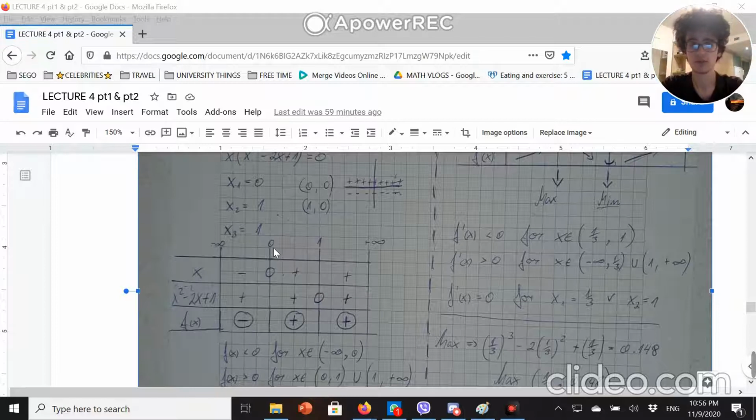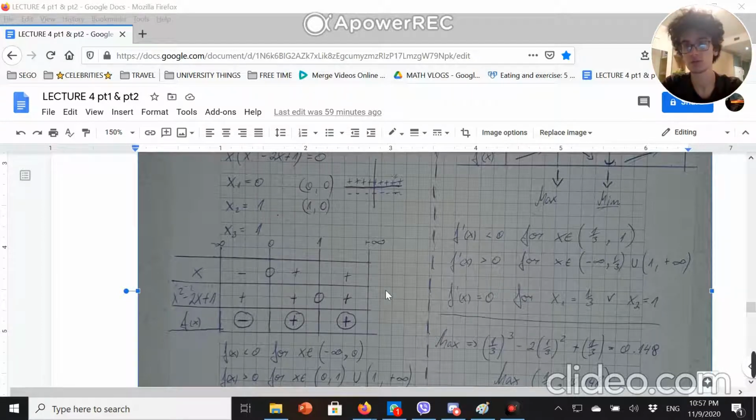Then we would take values between 0 and 1. So we can take 0.5 if we want. And when we substitute it in our formula, it would also give us a positive number, which means that our function will still be positive. When we substitute 1, we would have 1 minus 2 plus 1, which would give us 0. So our 0 point will be here. So just circle this number so that you know that 0 is there.